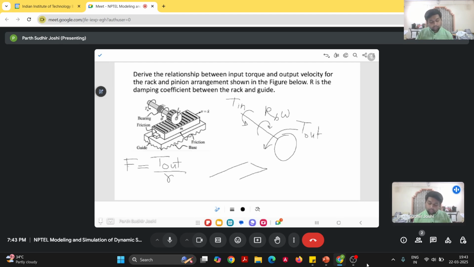So let us draw the free body diagram of the rack. Let us say this is the direction of the velocity, then the friction force that is acting on the rack will be R into V. So let us assume that R is the coefficient of viscous damping. So it will be proportional to the velocity, and the direction will be opposite to the velocity. And another force that is acting on the rack is because of the pinion, which is this force F. So now we have drawn the free body diagram for the pinion as well as the rack. So let us now proceed with the derivation of the differential equation.